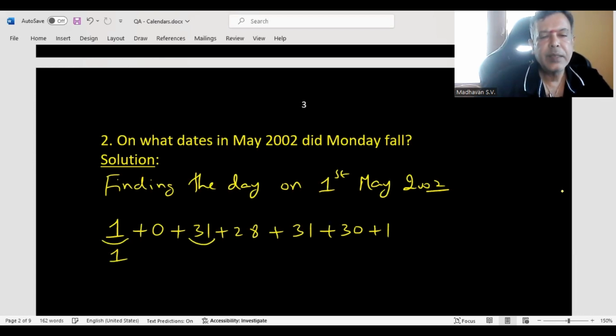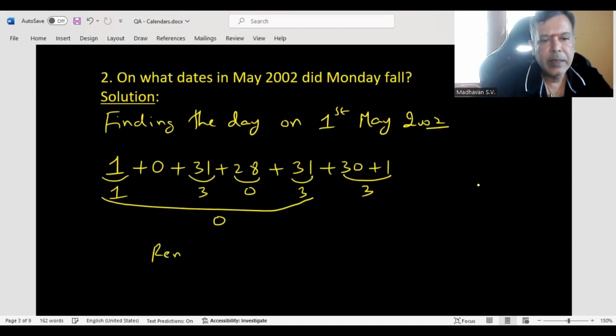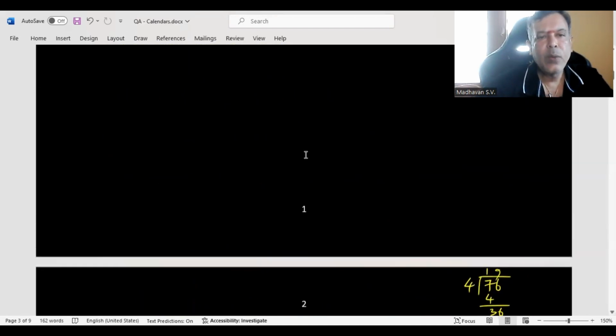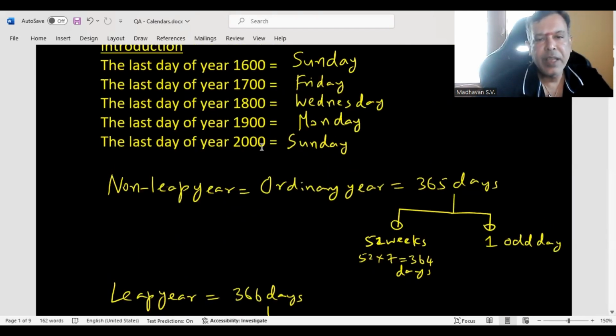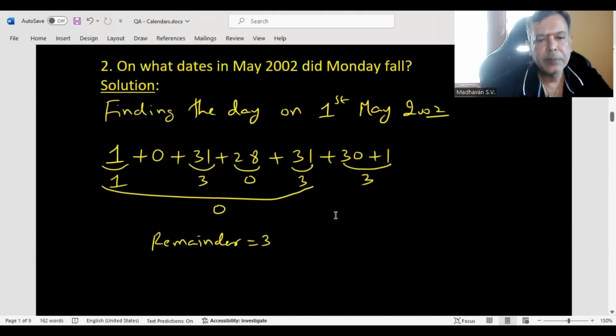31, if I divide by 7, remainder is 3. Remainder is 0. Remainder is 3. Together, remainder is 3. So now 3 plus 3, 6, 6 plus 1, it is 0. We can put 0. So remainder is 3. And for the 2000 century, we may notice the last day of the year. It is Sunday. So Sunday plus 3, we have to add.